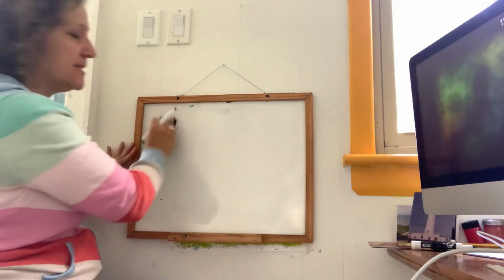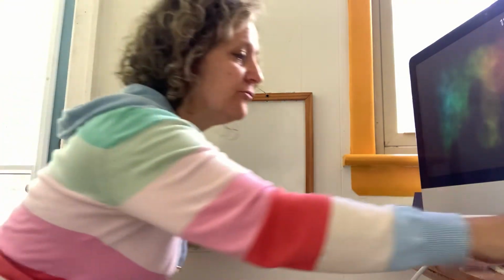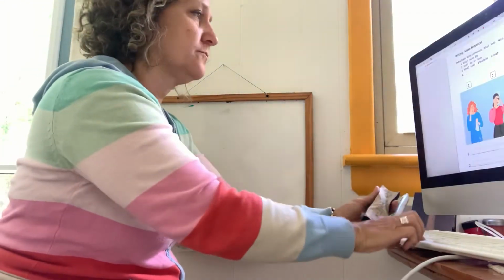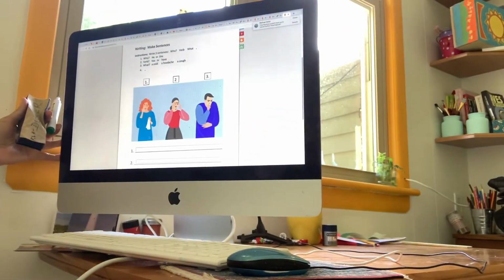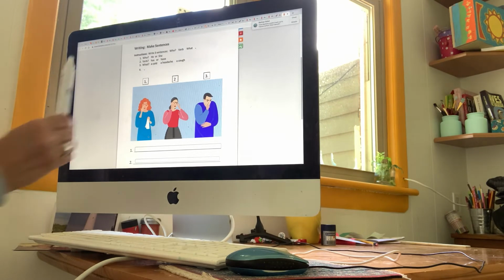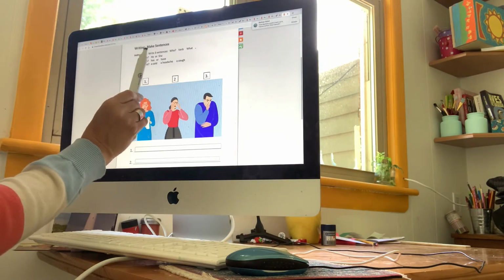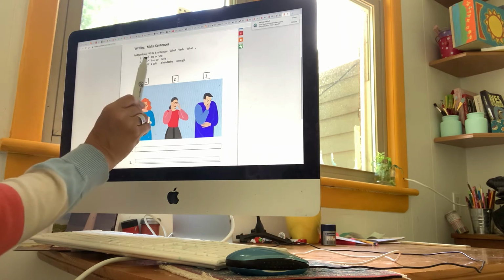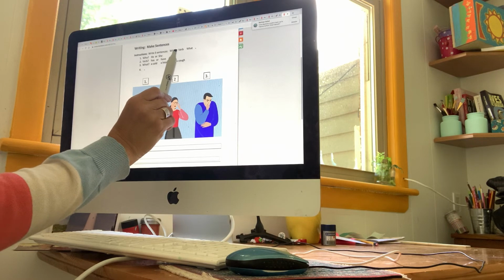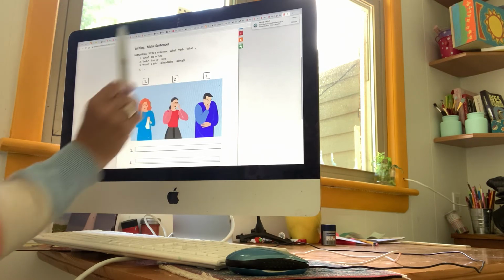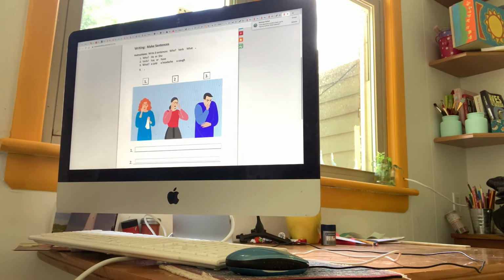So for the last exercise of your homework, let's see if you can see what I'm showing. Here it gives you a few options. It says writing, make sentences. Write 3 sentences. Who, verb, and what. So you have to write who is doing it, the verb, and what they are doing.